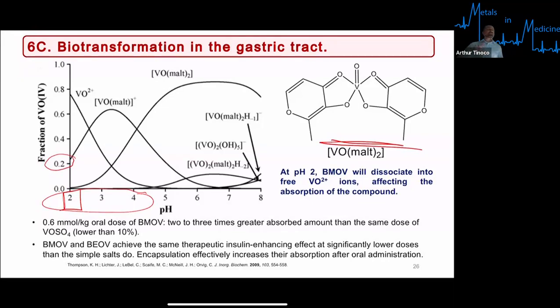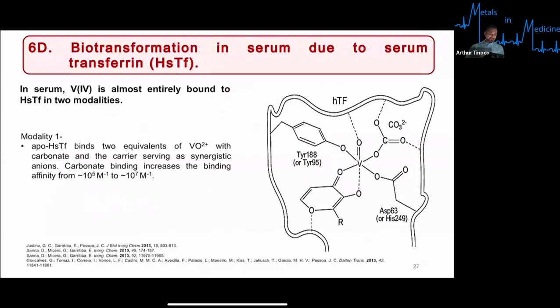People have explored the idea of, well, we know that these compounds dissociate, so what about if we encapsulate them? Encapsulation has actually been shown to increase their absorption after oral administration. So people have explored encapsulation as a means to stabilize the compound and to increase absorption. We know that the speciation to some extent results in a decreased amount of effective compound that ultimately will reach the cellular environment.